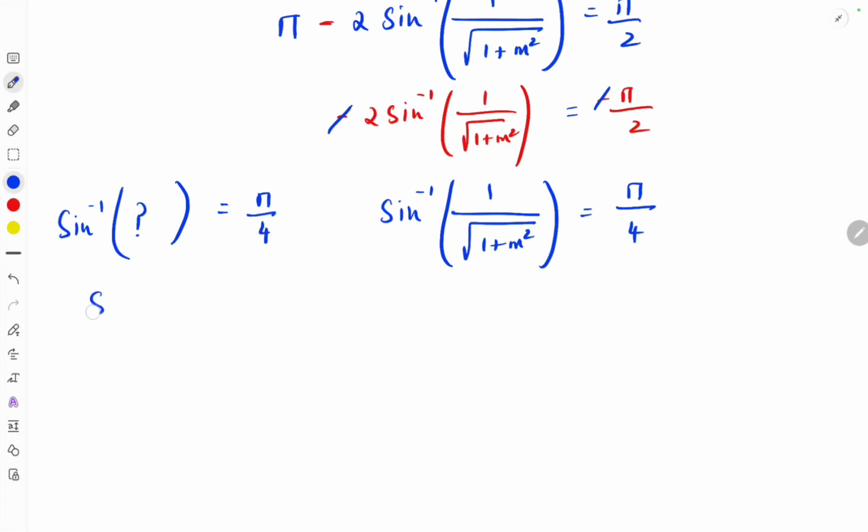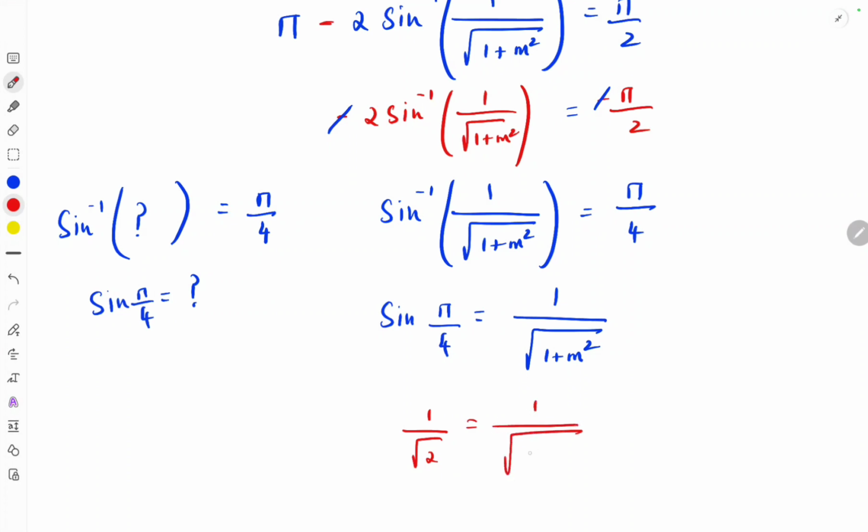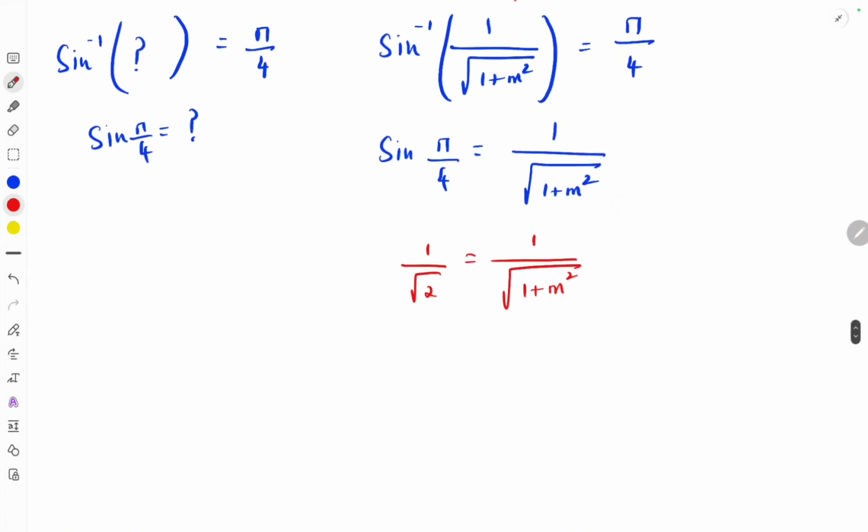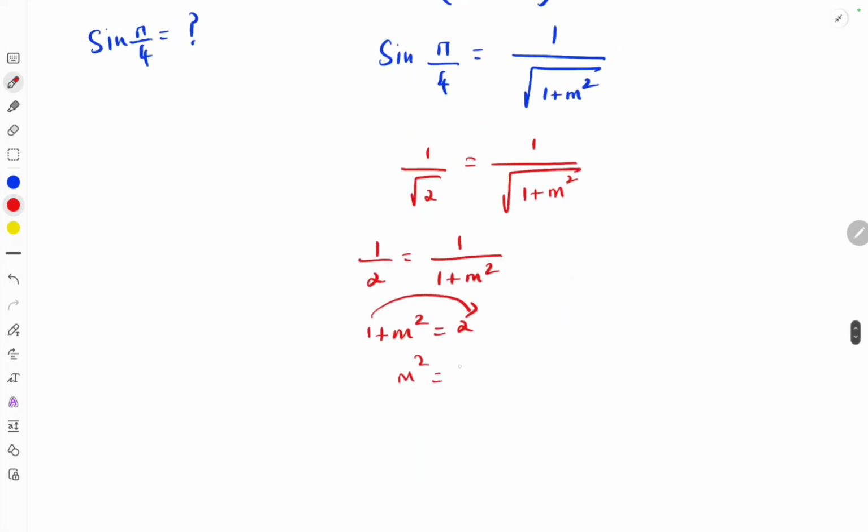So we got this one, and we know this sine inverse of what value is equal to pi by 4, which means sine pi by 4 equal to this value, which means sine pi by 4 is what? 1 by root 2. So from here sine pi by 4 will be equal to 1 divided by root of 1 plus m square, and sine pi by 4 value is 1 by root 2, so 1 by root 2 equal to 1 divided by root of 1 plus m square. Now squaring on both sides will get 1 by 2 equal to 1 divided by 1 plus m square.